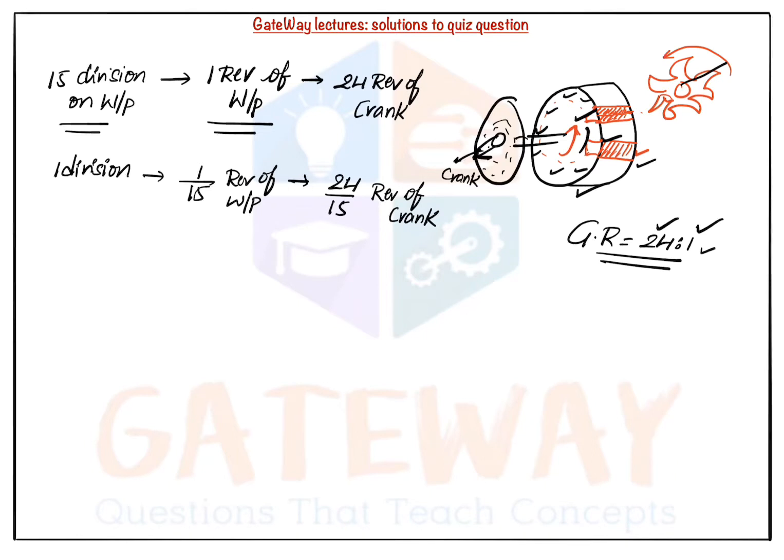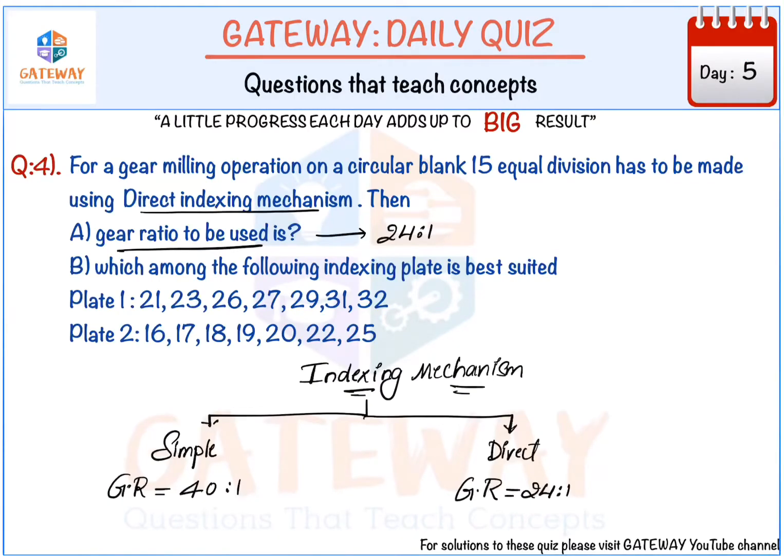So the crank rotates on the index plate, nothing but the whole circles. This 24/15 tells us which whole circle, or which plate, should be selected. There will be several plates on that indexing mechanism. So how will we do that? 24/15 can be written as 1, with (24 minus 15) upon 15. That is nothing but 1 and 9/15. Now, whatever is in the denominator, 15 here, you check in the plates whether there is any 15.